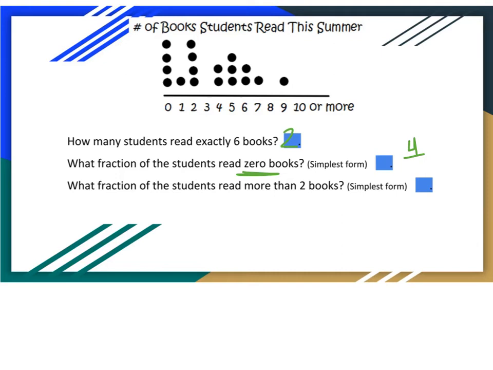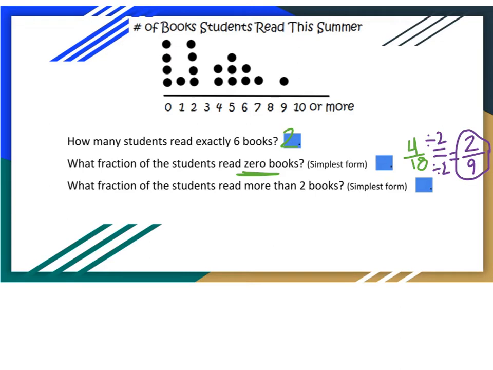On the bottom of my fraction is how many people were surveyed total. So how many dots total? We said before we had 18. So 4/18. This is not simplified though, so we want to go ahead and do that. So 4 and 18 are both divisible by 2. They're both even numbers. So I should get 2/9 for my fraction.